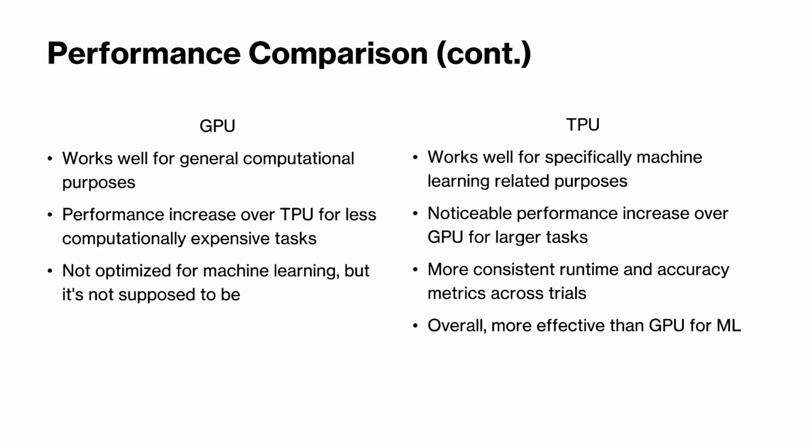And we see a noticeable performance increase over the GPU for larger tasks. It has more consistent runtime and accuracy metrics across trials. And overall, it is slightly, if not mediocrely, more effective than the GPU for machine learning.